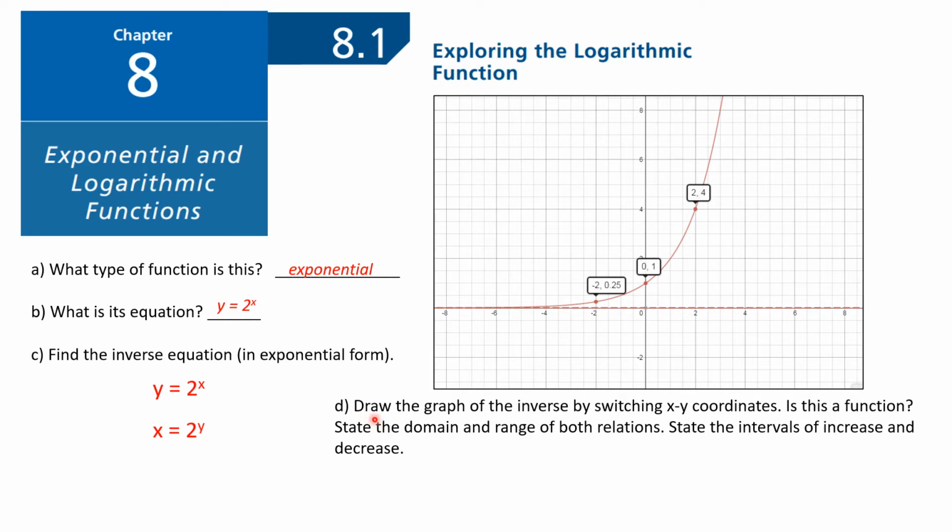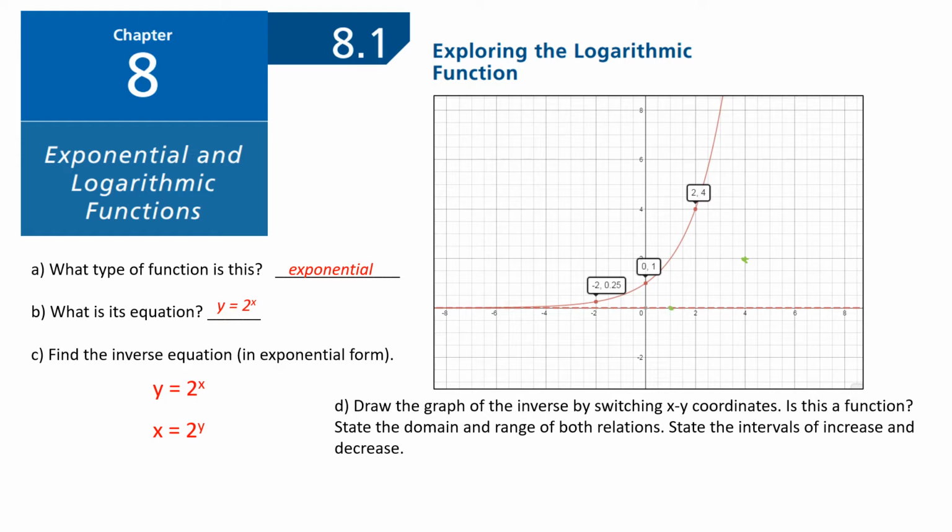The next part of this question I want to do is draw the graph of the inverse. That's this thing here. I want to draw the graph of it by switching the x and y coordinates. Let's do that first. There's several parts to D, but let's do this first. Switching the x and y coordinates. The coordinate 2, 4 is going to go to 4, 2. Remember, that's how we find inverse coordinates. We just switch them. 0, 1 is going to go to 1 and 0. There's where that inverse is.